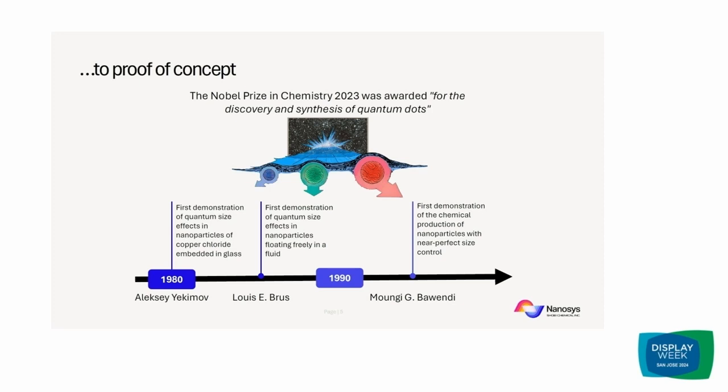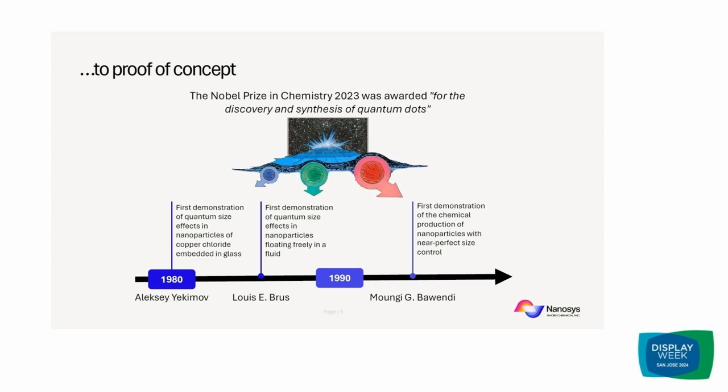In terms of quantum dots moving from a concept to an actual proof of concept for the materials, this first happened in the 1980s and 90s. And the really groundbreaking discoveries that were made in those decades are recognized in the 2023 Nobel Prize in Chemistry, which was awarded for the discovery and the synthesis of quantum dots. So it's not just their existence, but actually being able to make them.